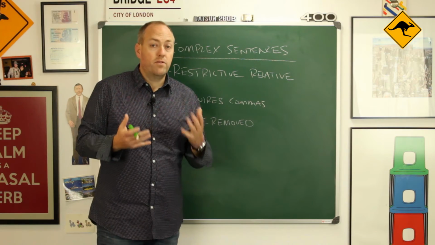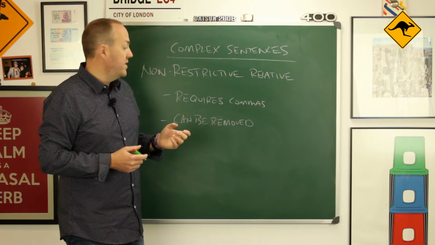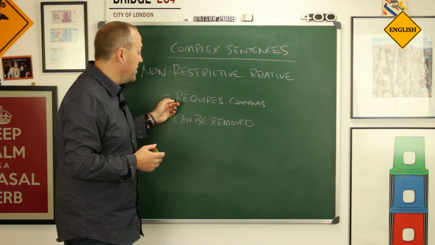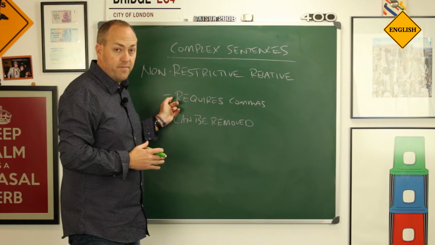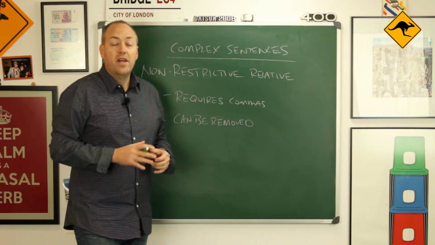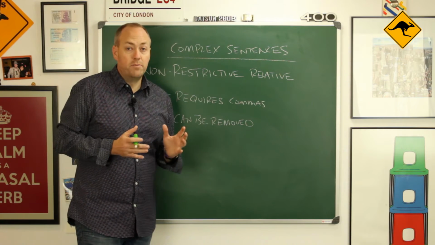So the final type of clause we're going to look at is the non-restrictive relative clause. And this has two important characteristics as well. One is that it requires commas around the clause. And the second part is that I can take the clause out of the sentence and the sentence still makes perfect sense.